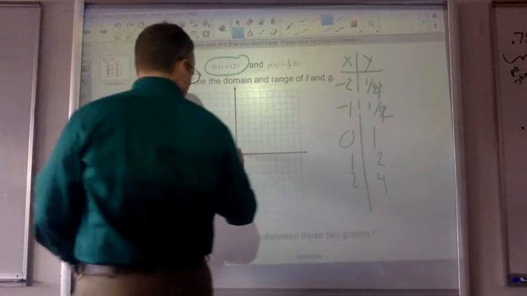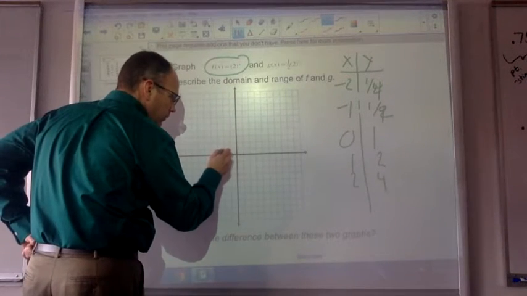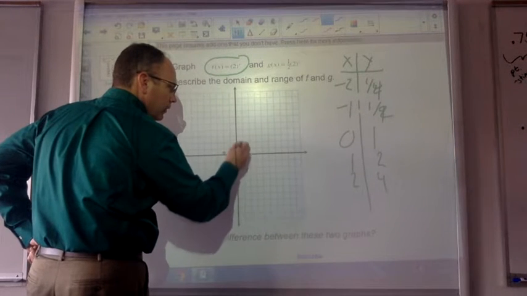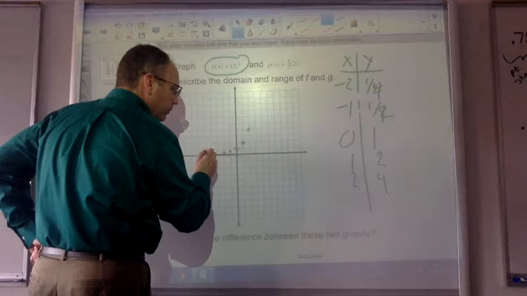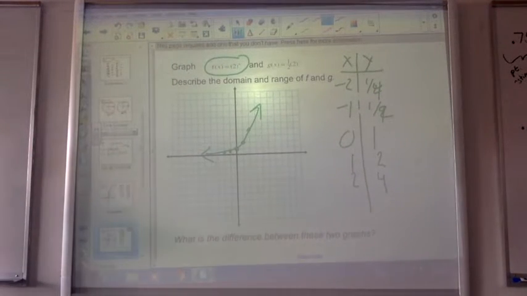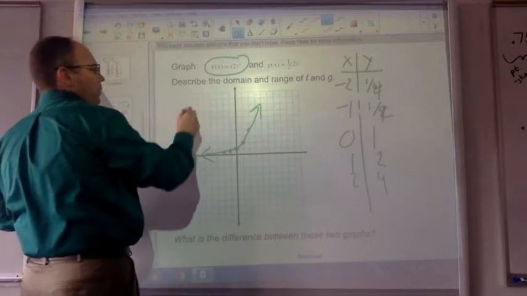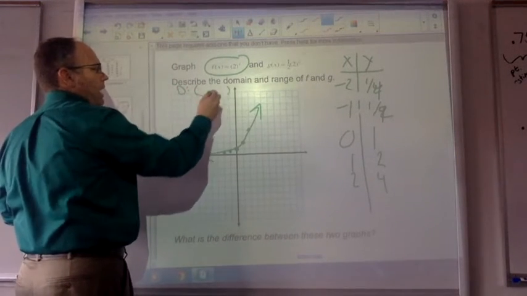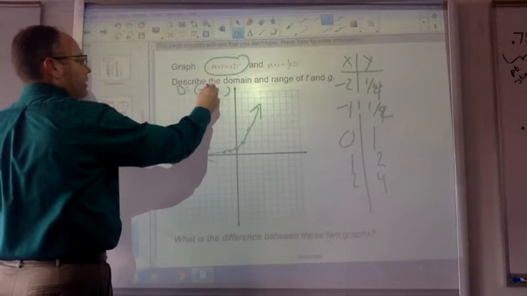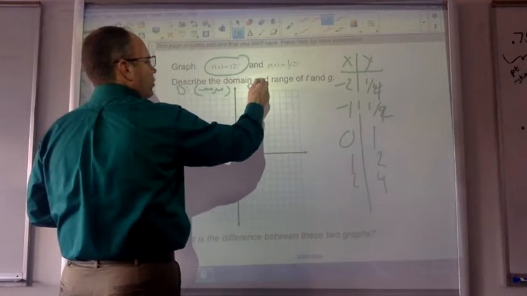Okay, so this is the same one we graphed, right? So here, here, here, here, here. So let's talk real quick. Of the green, what is the domain going to be? What's the domain of all these? I said negative to positive infinity. Good.